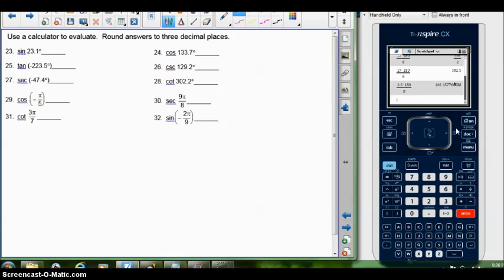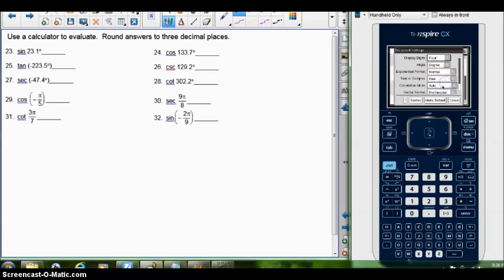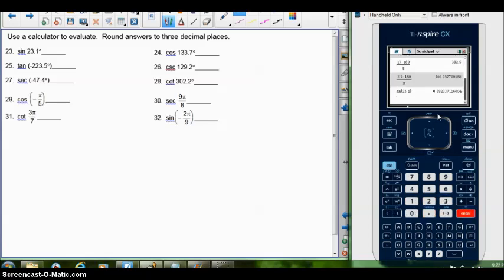Since the first 6 there are in degrees, I'm going to go ahead and set up my calculator for degrees. So doc, 7 and 2, and then I'm in degrees. I'm going to make that my default so it stays that way. And then I just do my trig functions. Trig, sine 23.1 degrees, and that is 0.392.